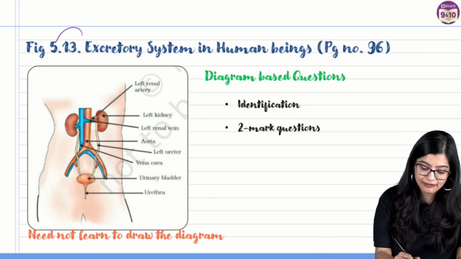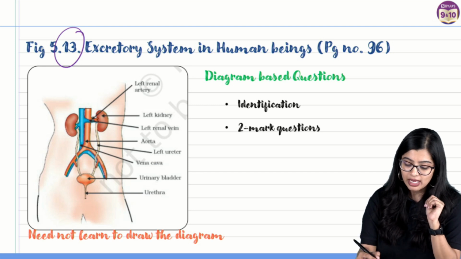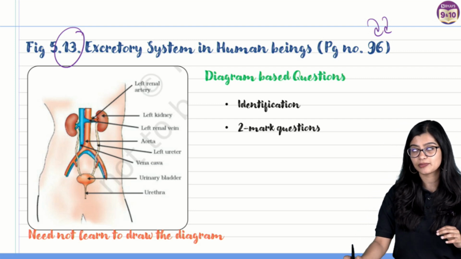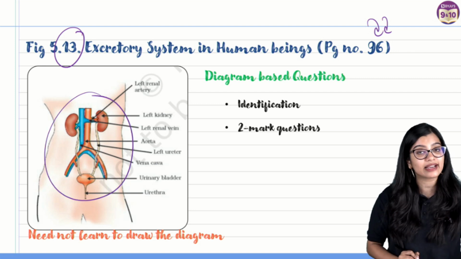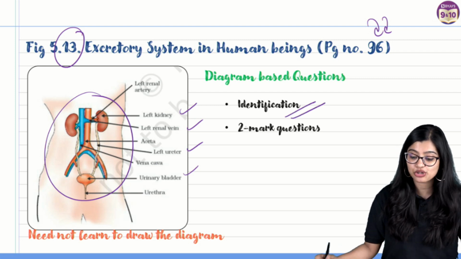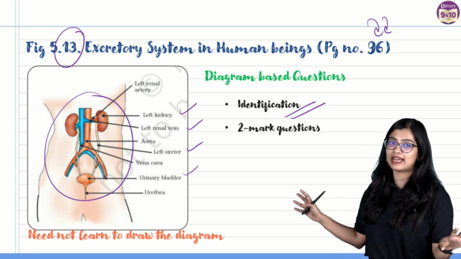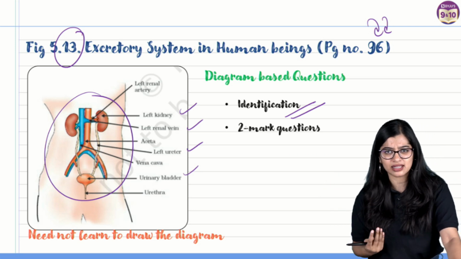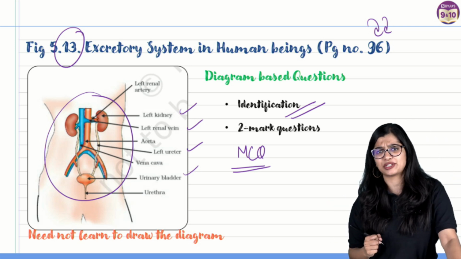Next up we have figure 5.13, that is the excretory system in human beings. This particular diagram is there in page number 96. In this diagram, as you can see, they can give you the diagram and you will have to identify which are the parts mentioned. So identification is crucial. Here we've seen very rare questions wherein they've asked you to maybe draw the kidney. So drawing the excretory system is also very slim, right? Again MCQ based questions, maybe some 2 mark or 3 mark questions can come.